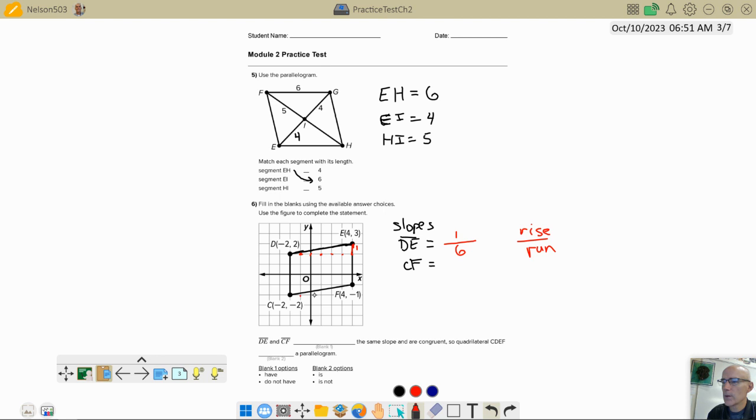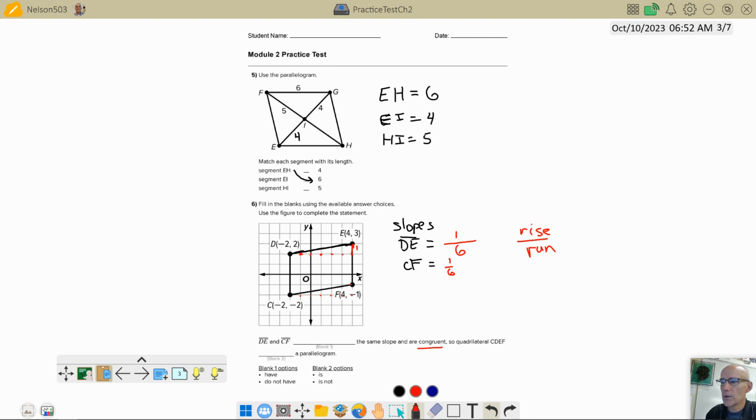Let's measure the slope of CF. Well, that's probably going to be the same thing, right? 1, 2, 3, 4, 5, 6, up 1. All right, so we got the same thing. Rise over run. All right, they have the same slopes, so they're congruent to each other, right? Oh, wait. Well, they are congruent, but not just because they have the same slope. I mean, the run and the rise are exactly the same, 6 and 1.